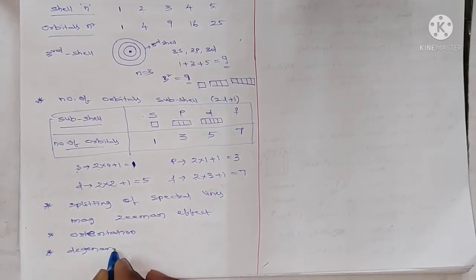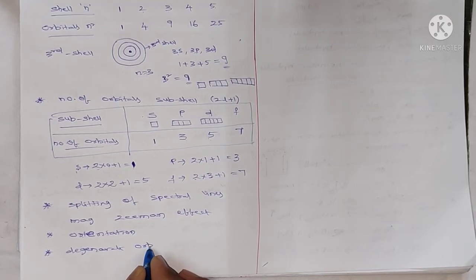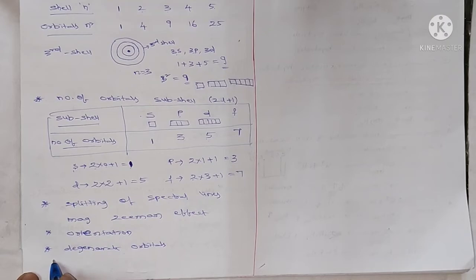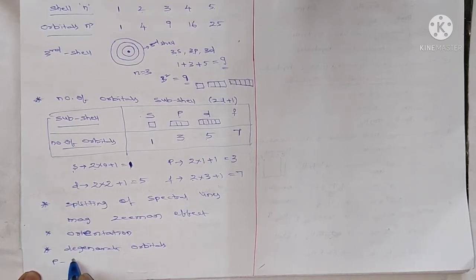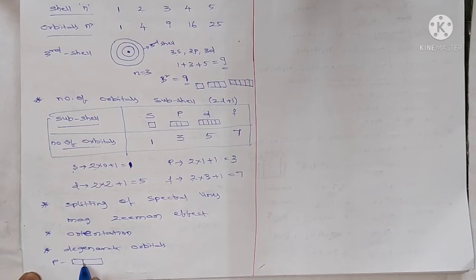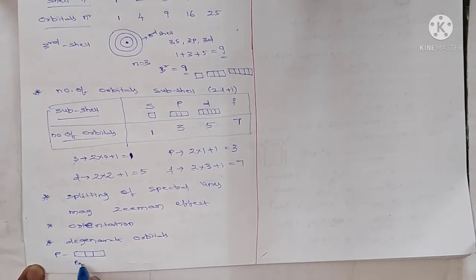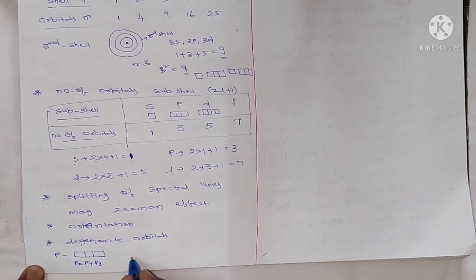It gives the information about degenerate orbitals. Degenerate means orbitals having the same energy. For example, I am taking the p orbital. It contains three orbitals, px, py, pz. These three orbitals have the same energy.